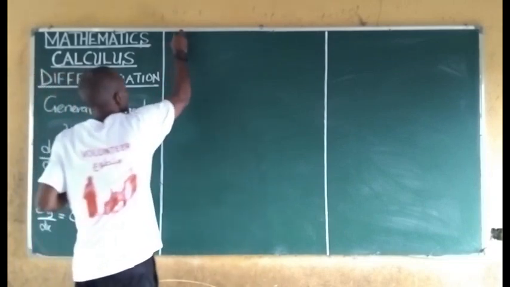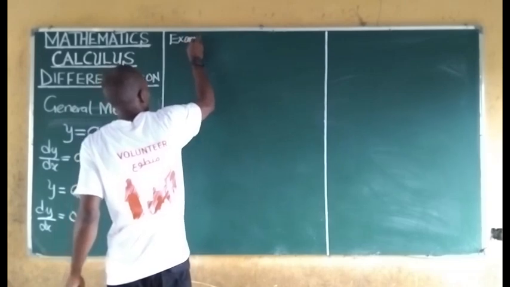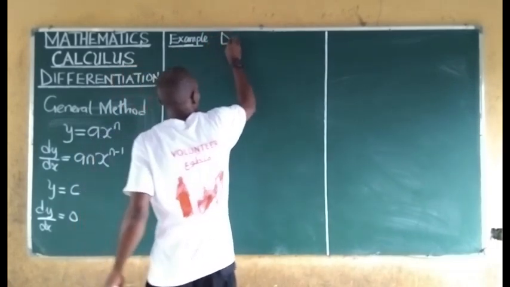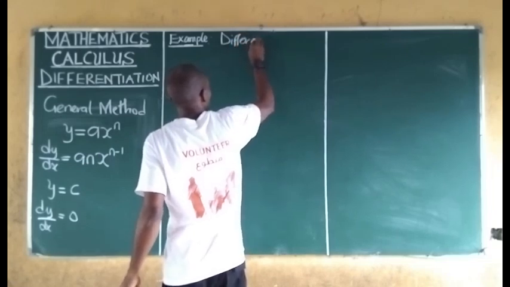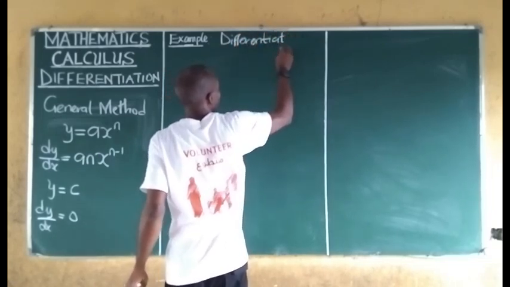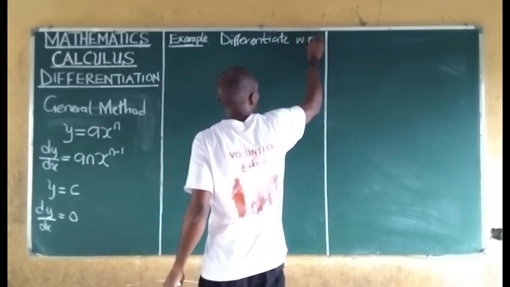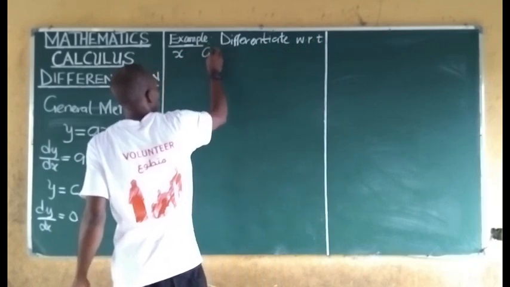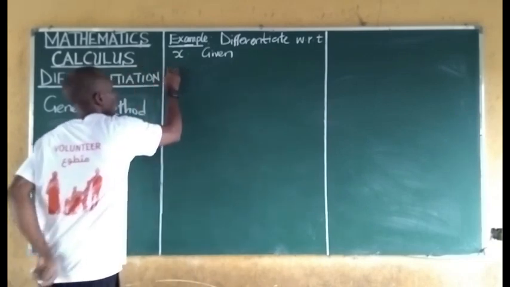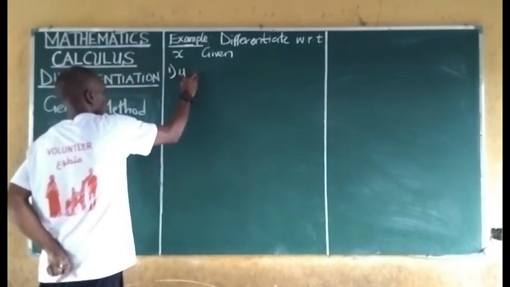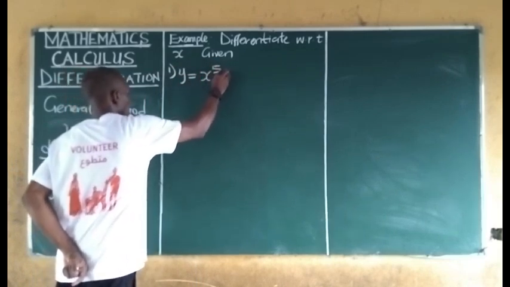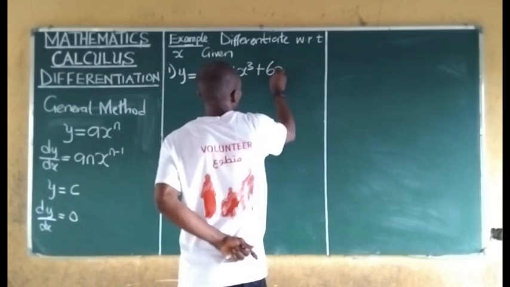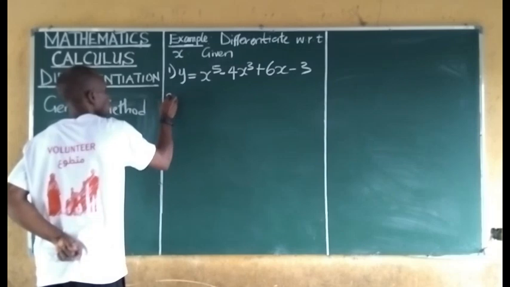We'll take some examples. Example: differentiate with respect to x given: 1, y is equal to x raised to the power of 5 minus 4x raised to the power of 3 plus 6x minus 3.